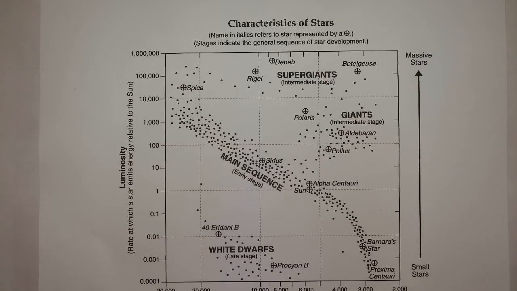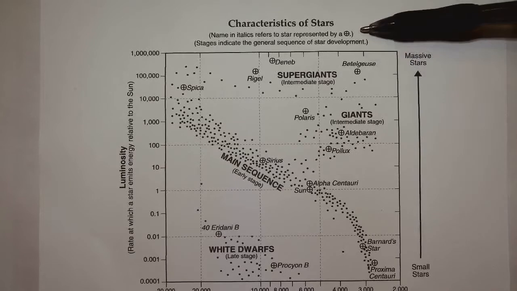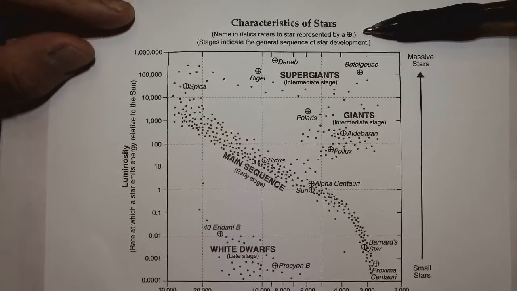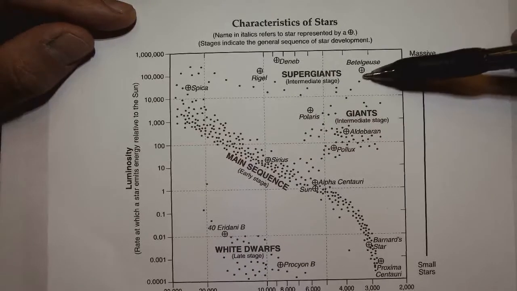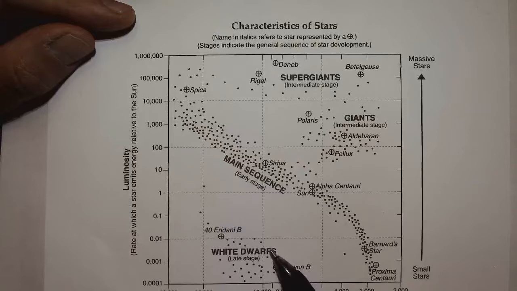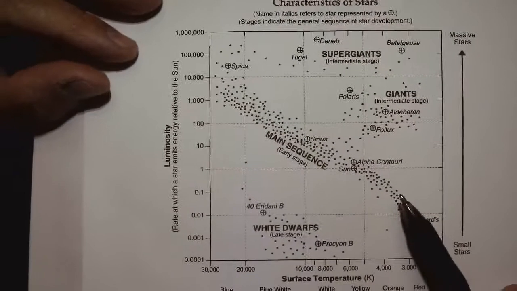Hello Earth Science kids. This video is all about how to read the chart on page 15 of your reference tables in characteristics of stars. So you'll see there are some specific stars placed on this chart. And let's take a look at what the sides of the chart mean.